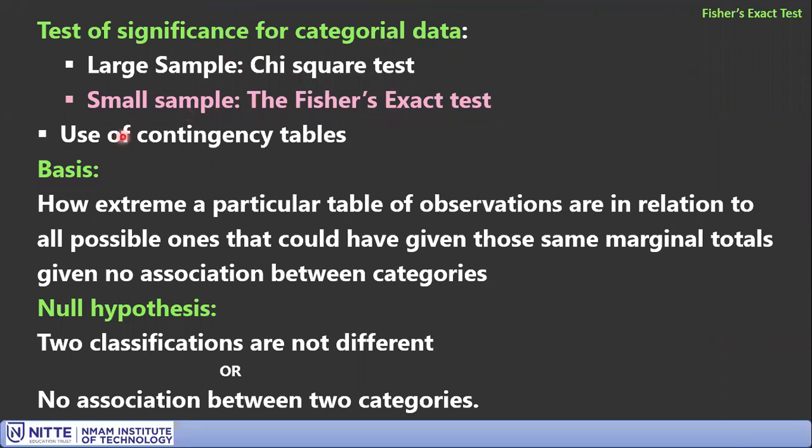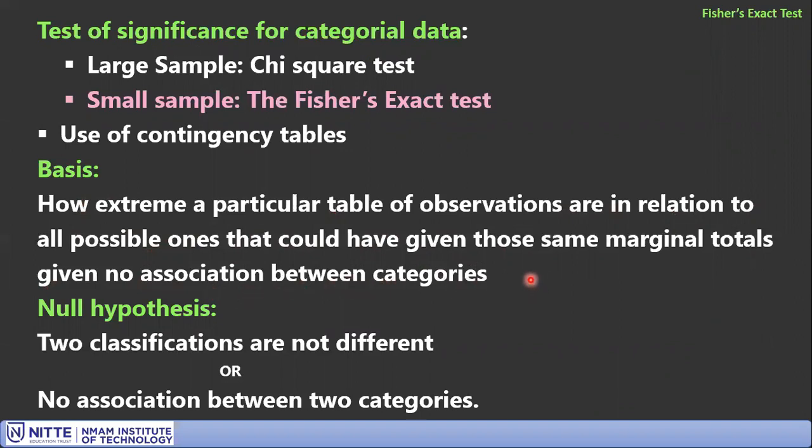This test is based on the use of contingency tables. You can say a 2x2 contingency table we are going to use for demonstration. Now let's look into the basis. How does it work? The question is, how extreme a particular table of observations is in relation to all possible ones that could have given those same marginal totals, given the association between categories?